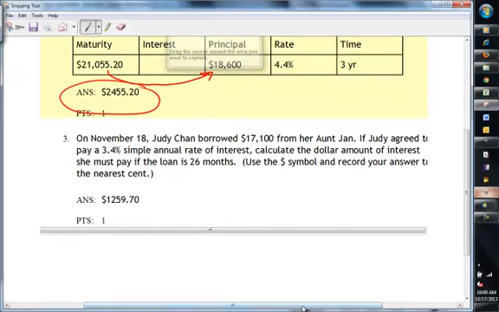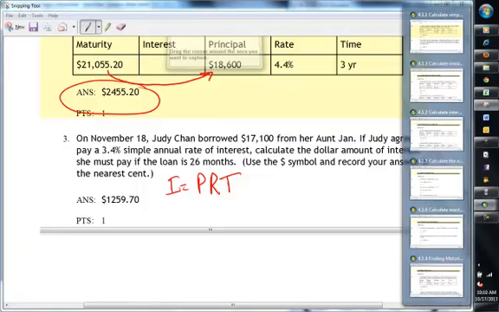Next one. On November 18th, Judy Chan borrowed $17,100 from her Aunt Jan. If Judy agreed to pay 3.4% simple annual interest rate, calculate the dollar amount of interest she must pay if the loan is 26 months. So we're going to use the formula interest equals principal times rate times time.